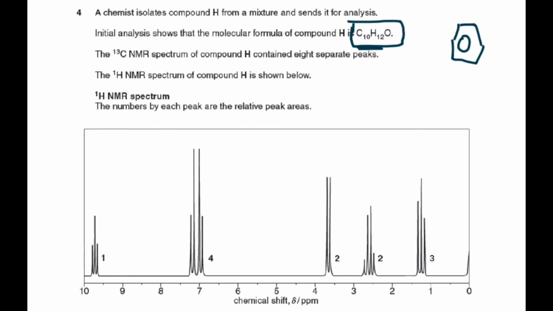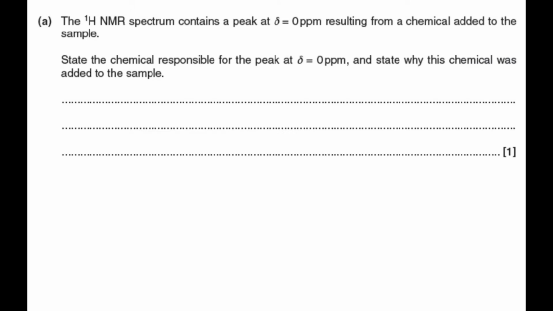The carbon NMR has 8 peaks, so that tells you that there are 8 carbon environments, and it gives you the proton NMR below. So as you're reading the question, you should be picking up that information. The question actually starts with part A. The proton NMR spectrum contains a peak at a chemical shift of 0 parts per million, resulting from a chemical added to the sample. State the chemical responsible for this peak at 0 ppm. So that chemical is TMS.